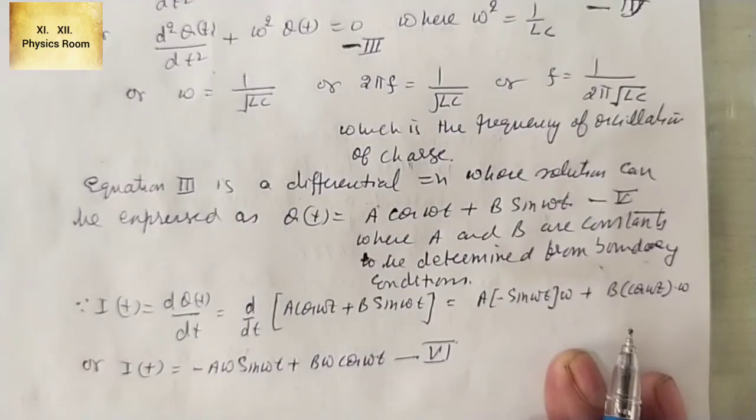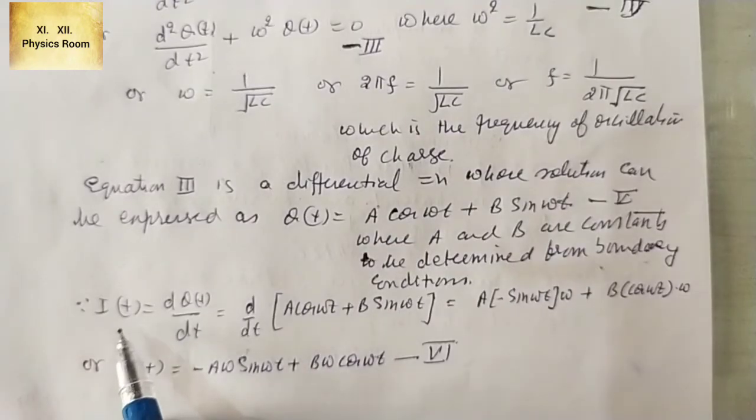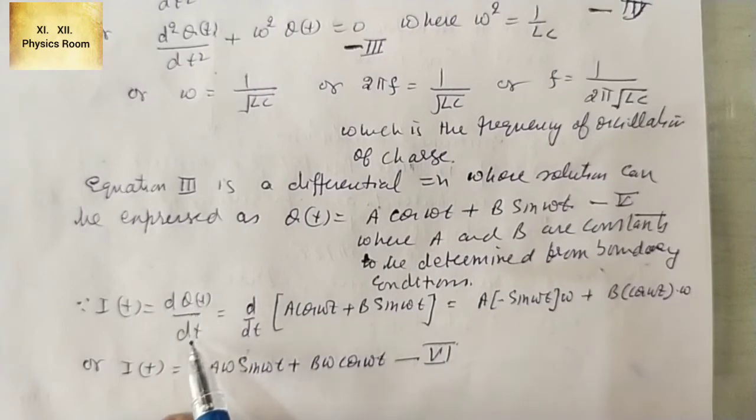Because the current in the inductor will be i(t) equal to dq by dt, that is d by dt of A cos omega t plus B sin omega t. And it is equal to A into minus sin omega t into omega plus B cos omega t into omega. Or i(t) is equal to minus A omega sin omega t plus B omega cos omega t. Let us mark it as equation number 6.